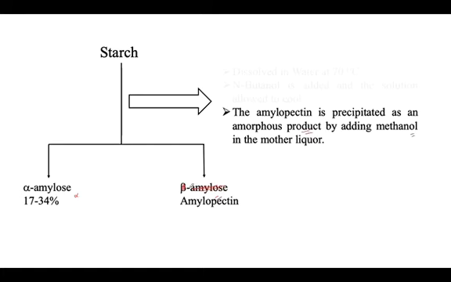So we have n-butanol, in which alpha amylose was precipitated, because alpha amylose is insoluble in water. Then amylopectin, which is the soluble part present in the water, was later precipitated as an amorphous solid using methanol.